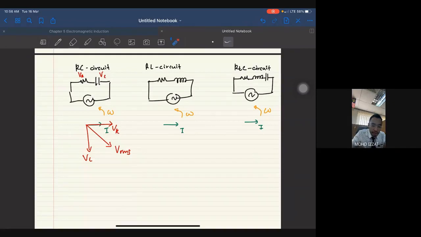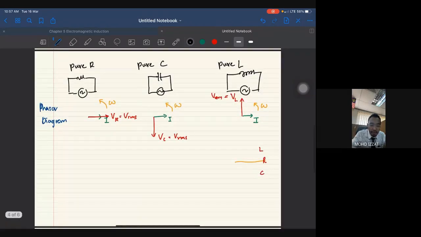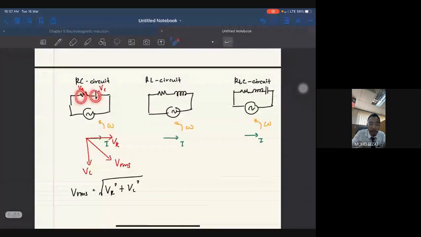If I want to find the resultant of VR and VL as vectors, there is a direction, so it will be a Pythagoras over here. Understand? If I write the equation, my VRMS squared equals VR squared plus VL squared. Take the square root. Before this there was no problem because you only had one component, so the voltage across that component is basically your source. But here you have more than one component, so to find the source VRMS, you have to consider both.